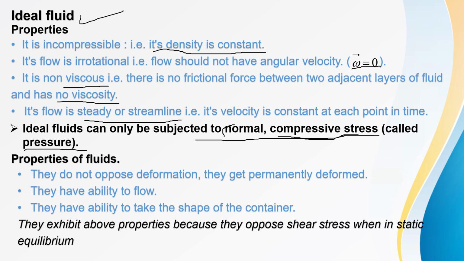Now again we see the general properties of fluids. They do not oppose deformation, they get permanently deformed, they have the ability to flow, and they have the ability to take the shape of the container. They exhibit the above properties because they do not oppose shear stress. Last year we saw the definition of shear stress in static equilibrium.